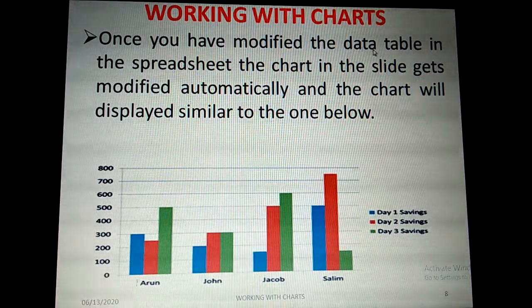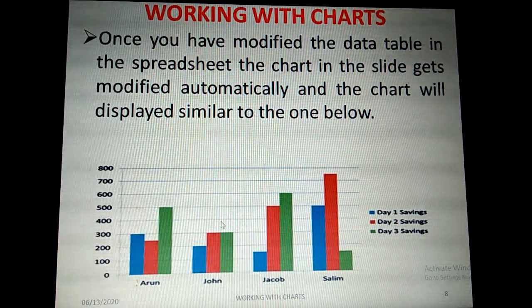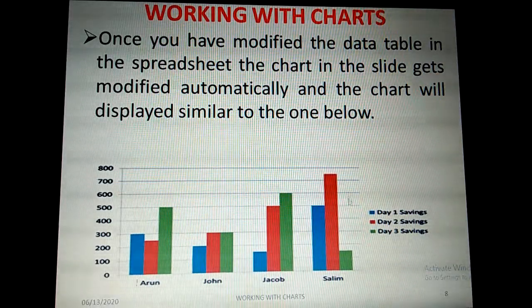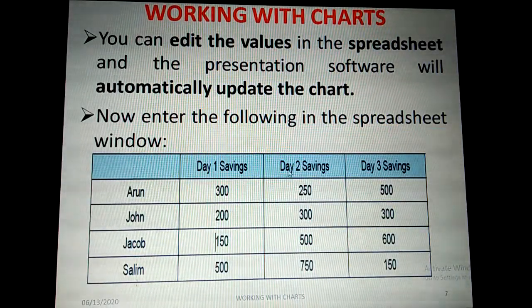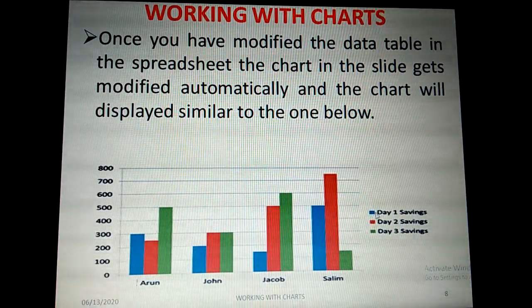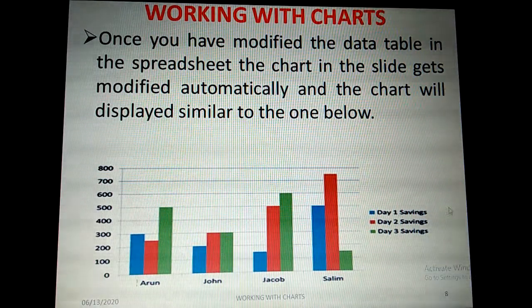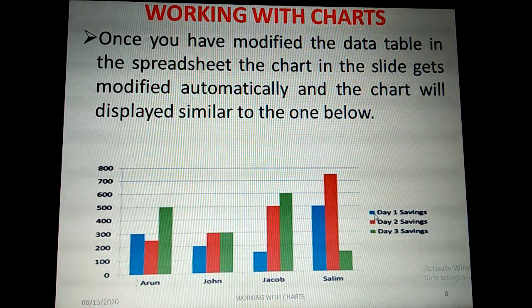Once you have modified the data table in a spreadsheet, the chart in the slide gets modified automatically and the chart will be displayed similar to the one below. See here, this data series is changed to day 1, day 2, day 3 savings. That is represented here as a legend. So a legend is a small box that represents the data series. Uniquely, with the help of the legend, we can identify the data series.